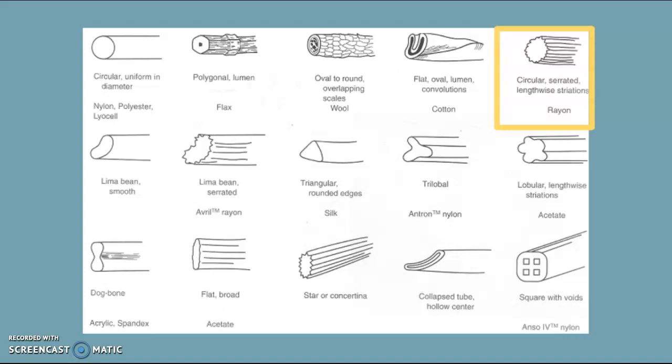Rayon, which is another example of a synthetic fiber, will be more circular. It will also be serrated and have lengthwise striations. Silk is going to look different under the microscope as well. So it's going to be more triangular with slightly rounded edges. And this shape of silk gives it the shiny appearance. And then another type of nylon can be trilobal, which will also give it a little bit of a shine.